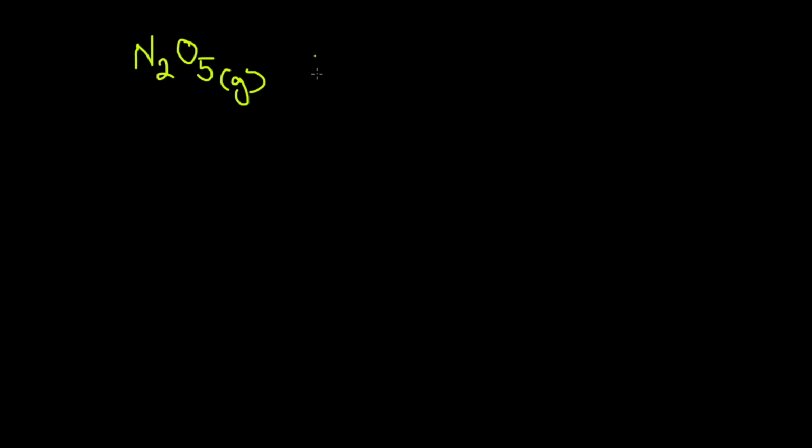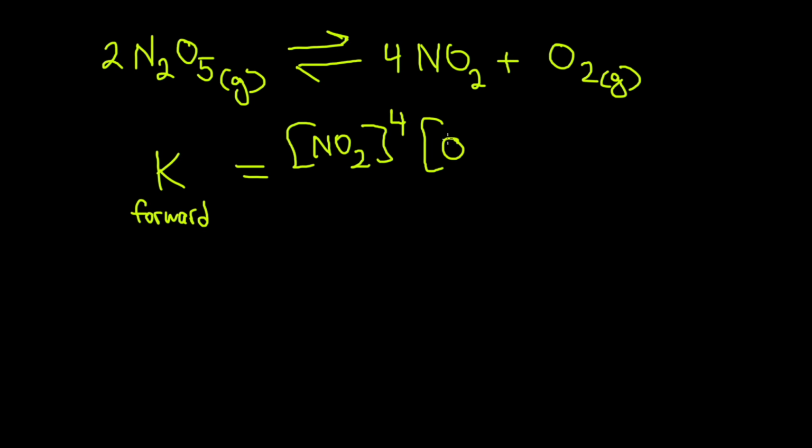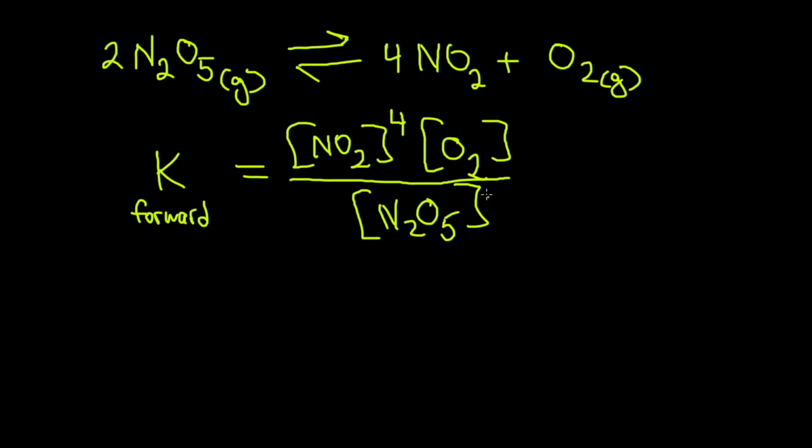N2O5 gas is in equilibrium with NO2 and oxygen gas. And here we're going to have 4 moles, here we'll have 2 moles, in order to balance everything together. Now, when I'm measuring the equilibrium constant of the forward reaction, I will have the concentration of the products in the numerator, so the concentration of NO2 raised to the power of the coefficient, which is 4, times the concentration of oxygen raised to the power of 1, because this is 1. And that will all be over the concentration of the reactants.